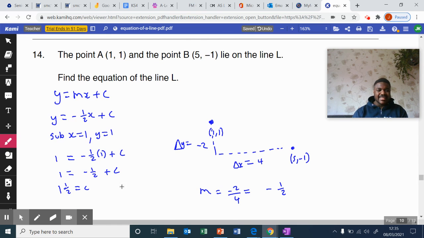But who likes mixed numbers? Come on, improper fractions, please. So 1 times 2 plus 1 is 3 over 2. So our final answer is y = -1/2 x + 3/2.